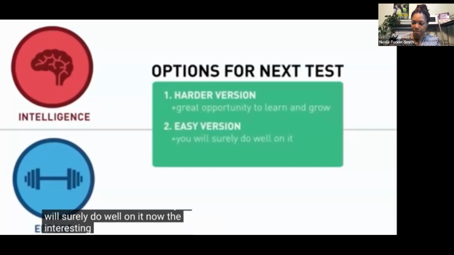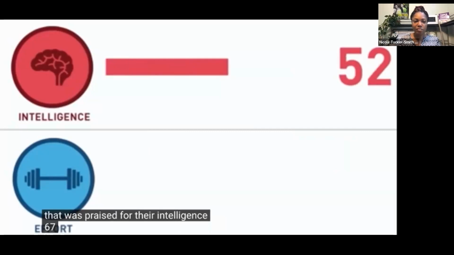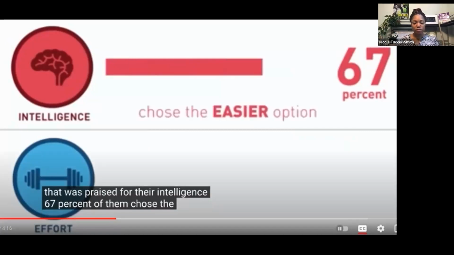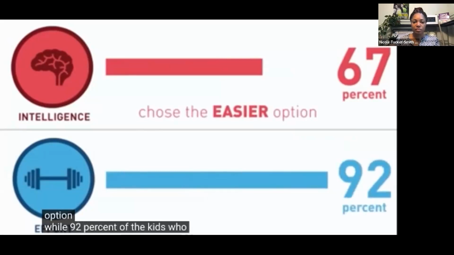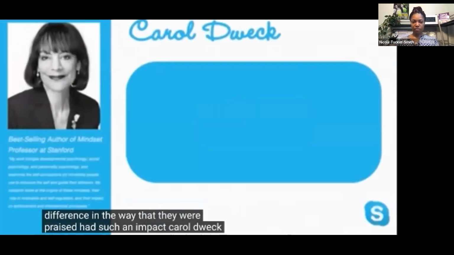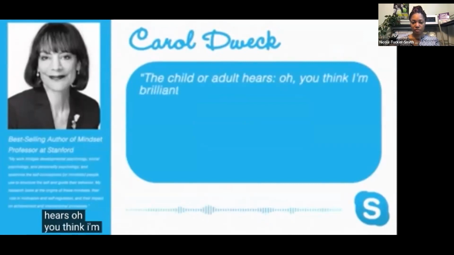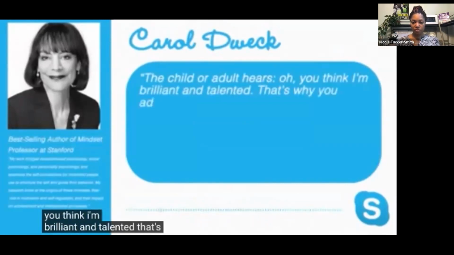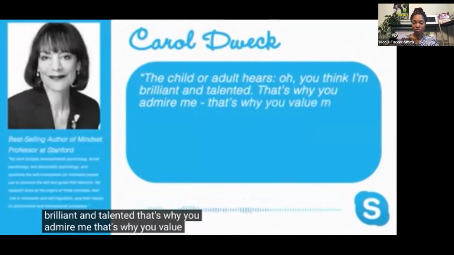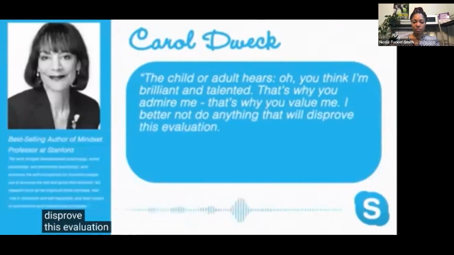Now the interesting thing is, out of the group that was praised for their intelligence, 67% of them chose the easier option, while 92% of the kids who were praised for their effort chose the harder test. This is unbelievable to think about, how just the subtle difference in the way that they were praised had such an impact. Carol Dweck explains why this happens. The child or adult hears, oh, you think I'm brilliant and talented. That's why you admire me. That's why you value me. I better not do anything that will disprove this evaluation.